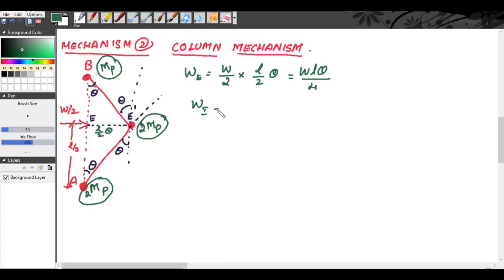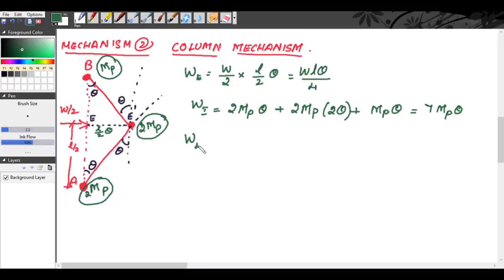Now internal work done is equal to the plastic moment into rotation. So we have the plastic hinges at A, B and E. So here E is E dash. So at A, it is 2 MP into theta. At E, it is 2 MP into 2 theta, theta plus theta. Plus at B, it is MP into theta. So you get internal work done is equal to 7 MP into theta.